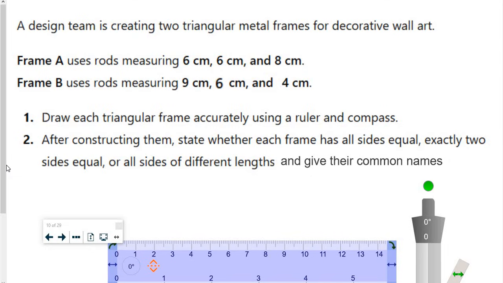Question 2. After constructing them, state whether each frame has all sides equal, exactly two sides equal, or all sides of different lengths, and give their common names.